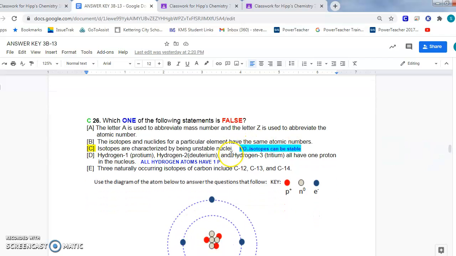Isotopes and nuclides have same atomic numbers. Absolutely. Isotopes and nuclides are different atoms of the same element. If I have two atoms and they're exactly the same, they are nuclides. If I have two atoms that are twins but not identical, they are isotopes. But for them to be an isotope or a nuclide, they have to be atoms of the same element, which means they have to have the same atomic numbers.